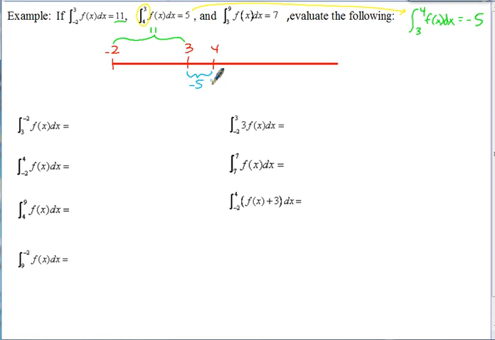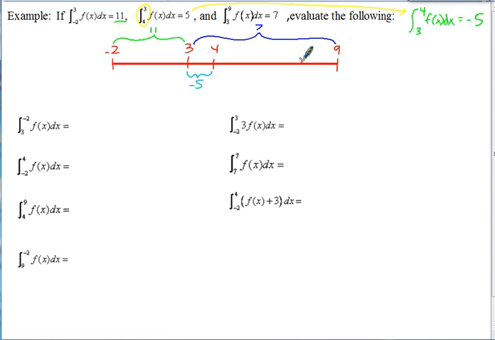And then the final one we're given is from 3 all the way to 9. 9 is the largest number of all the ones we're given, so I'll put that at the very end of our number line. And from 3 to 9, that one's positive 7. So I'll put it above the x-axis there from 7.